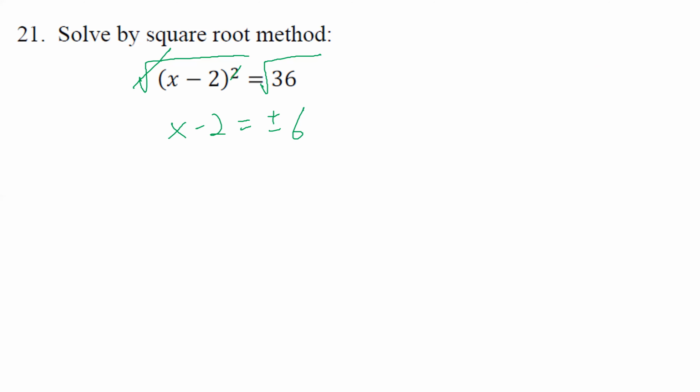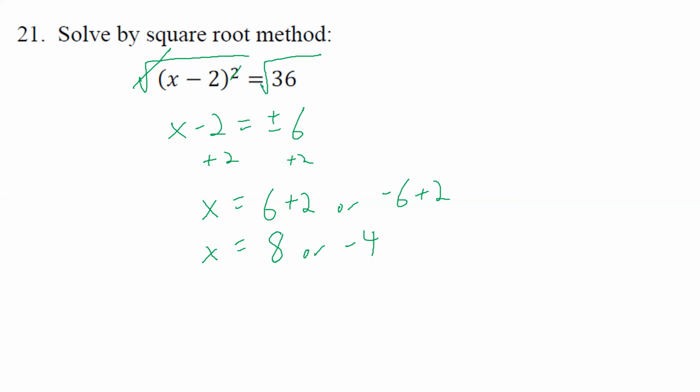Then finally, we have that negative 2 has to come over. So we have to add 2 to both sides. So what do we end up with? Well, we have positive 6 plus 2, or we have negative 6 plus 2. So our final answers are 8 or negative 4. Yep.